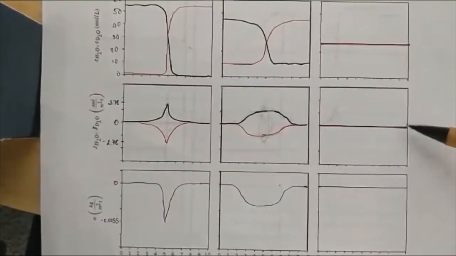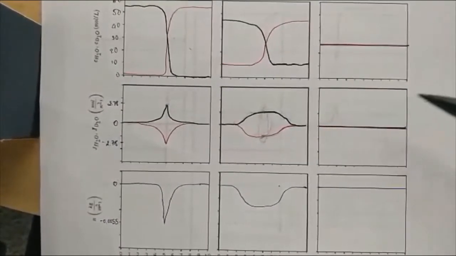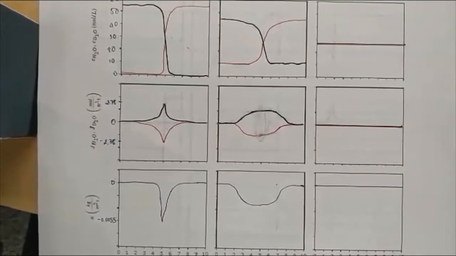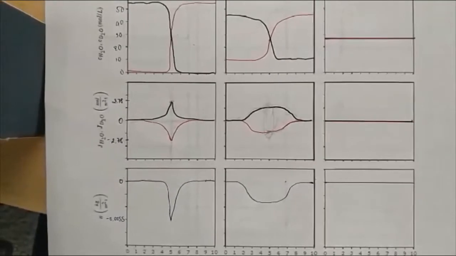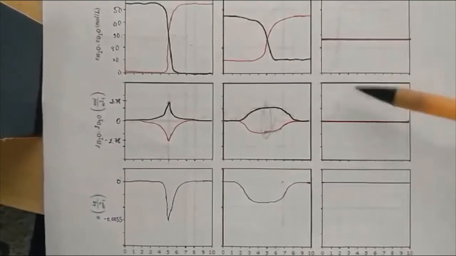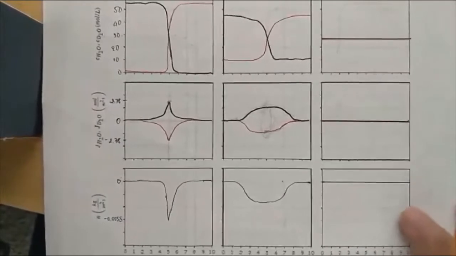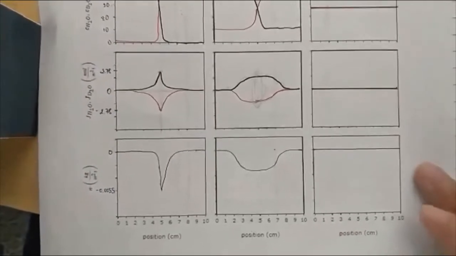And at the end the velocity in the whole tube is 0 because the concentration of both components is equal. So they don't have non-uniformity, and that's why the velocity is 0 in the whole tube.